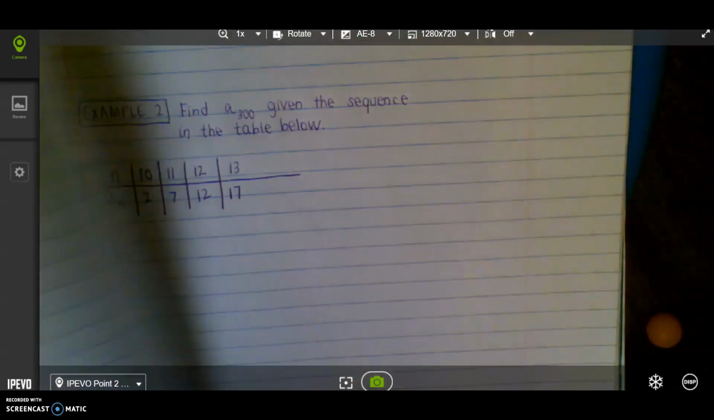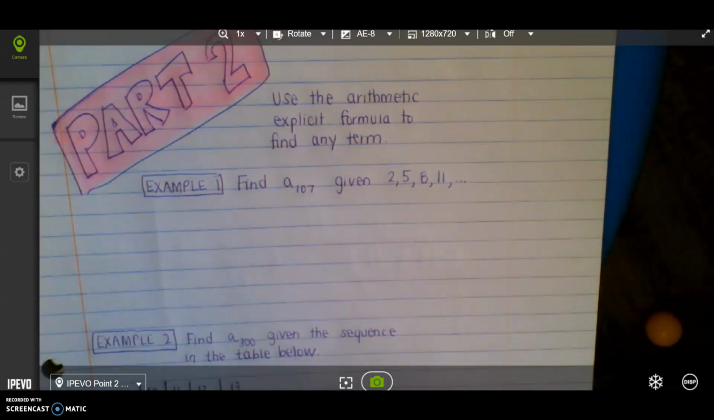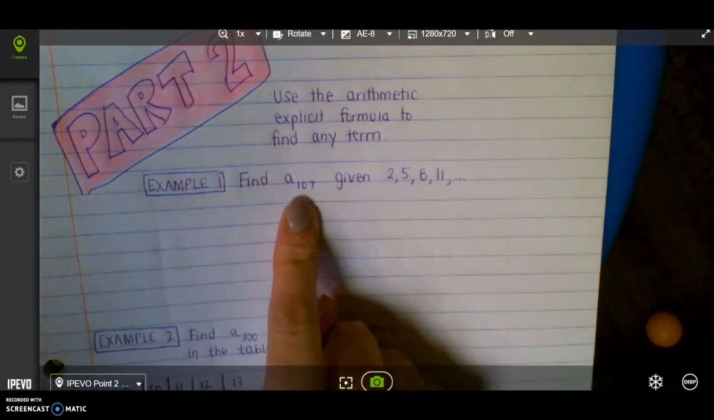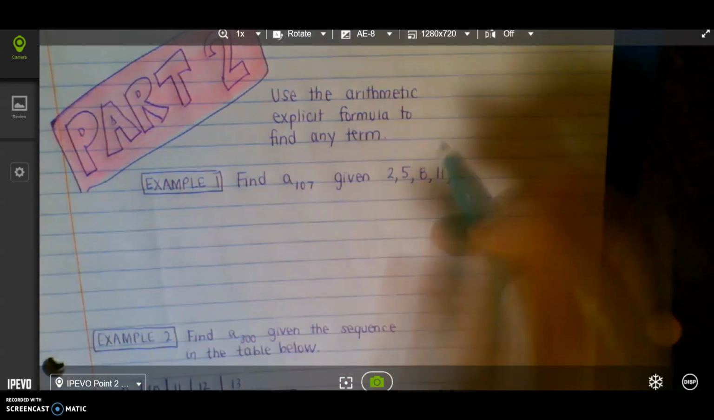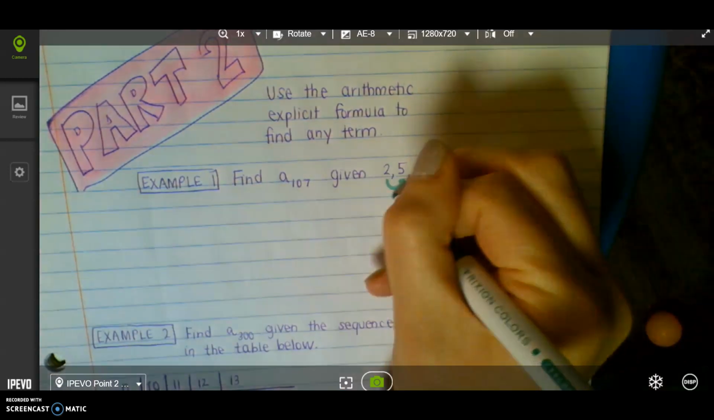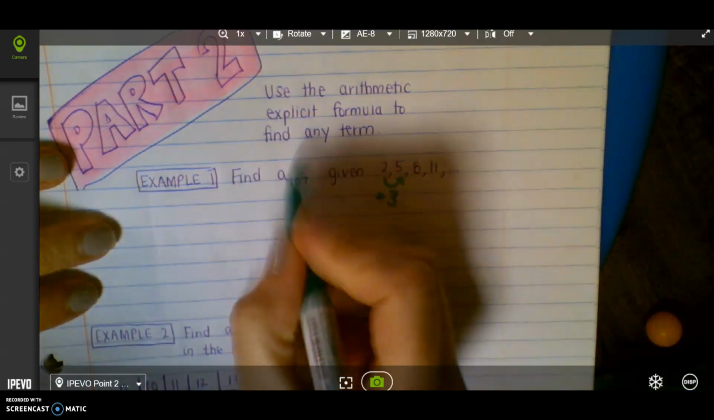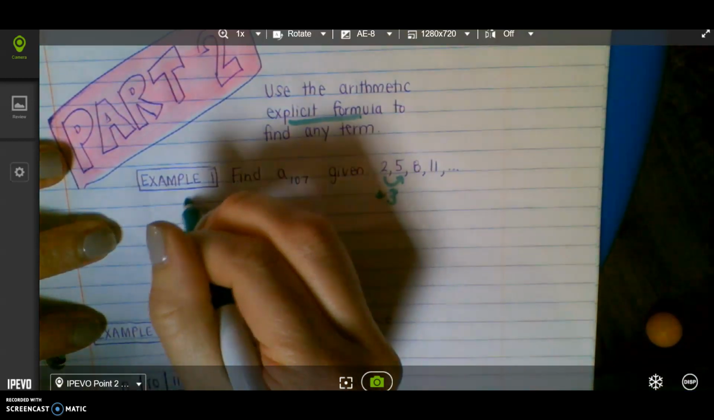Part 2. Use arithmetic explicit formulas to find any term that I want. So here's the example that we had from Learning Target 1 notes video. Find a sub 107 given this sequence. Common difference is 3, plus 3 each time. So I need an explicit formula to then plug in 107 to.